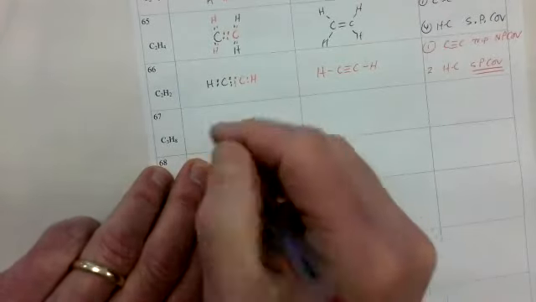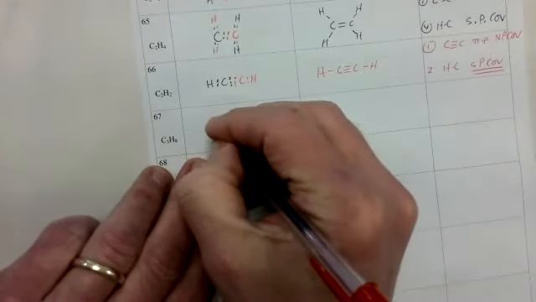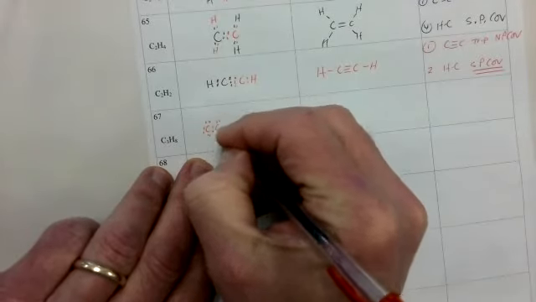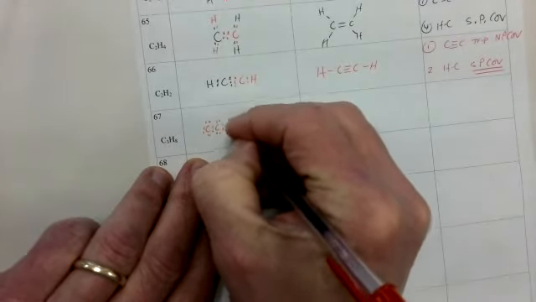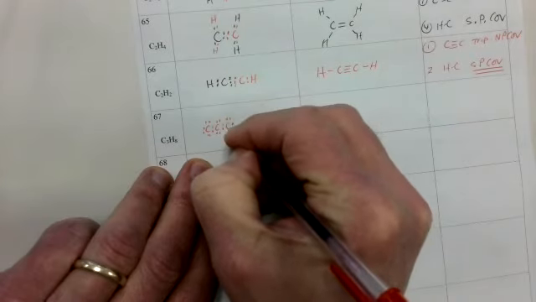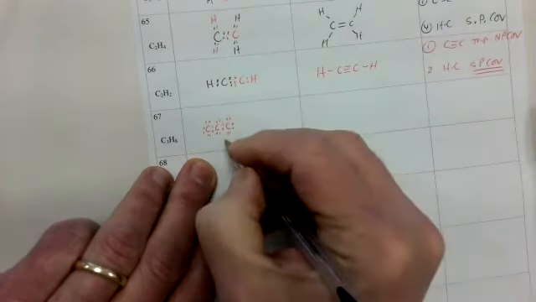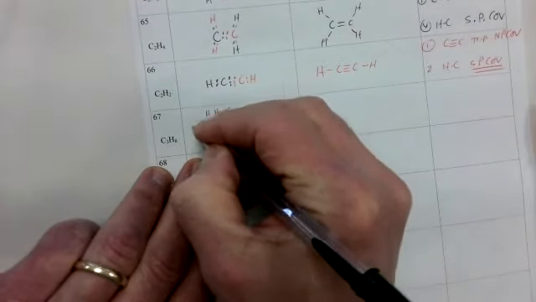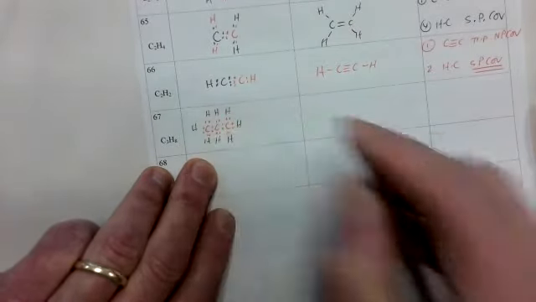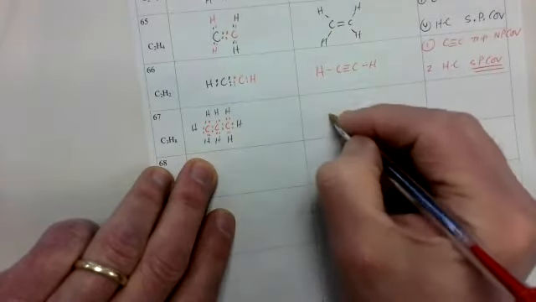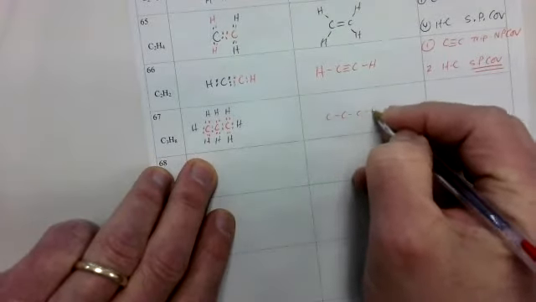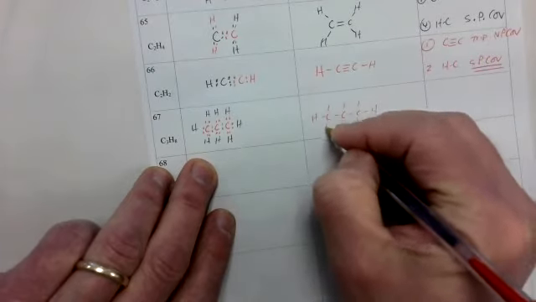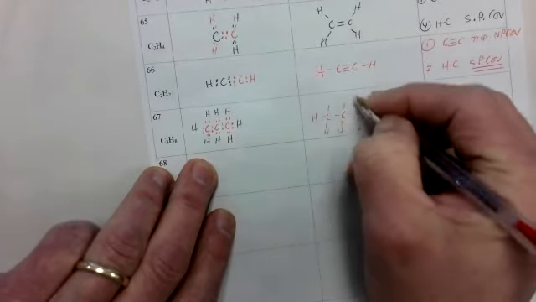C3H8, now we're just getting bigger. Carbon, I'm going to put in all the dots at once because I know what I'm doing. Carbon, carbon, carbon, hydrogens on the end, and then above and below, we have more hydrogens.